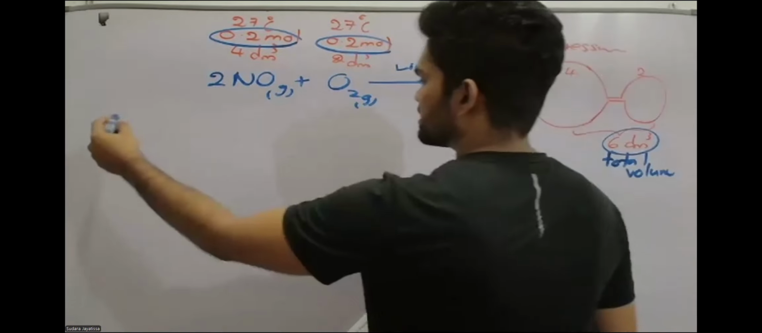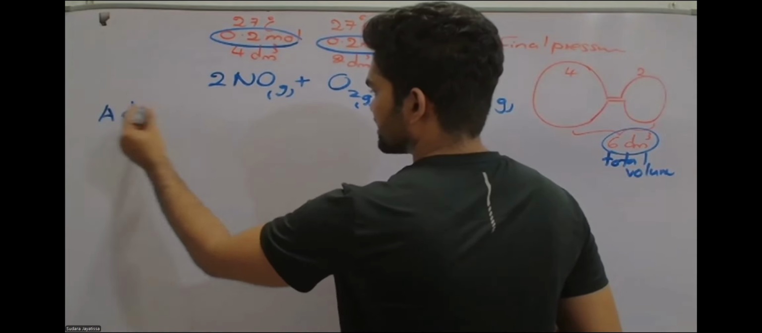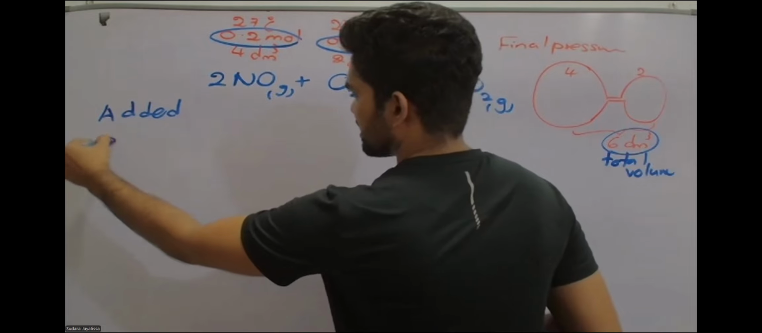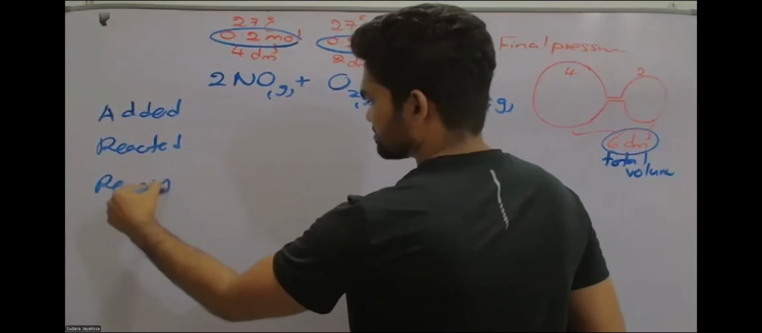To do that, we have a method, we call it added, reacted, remaining. In short, we say the ARR method: added, reacted and remaining.